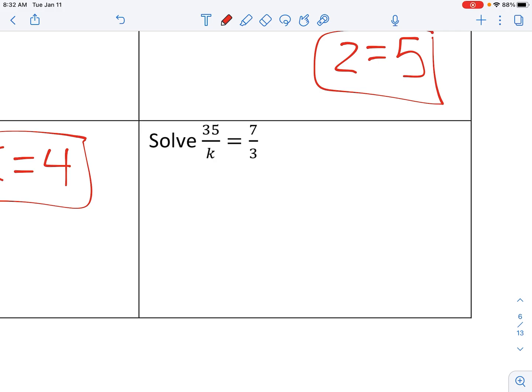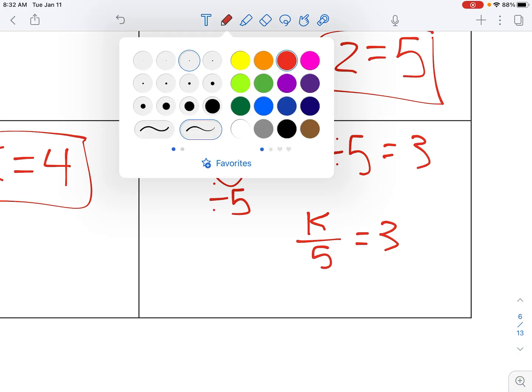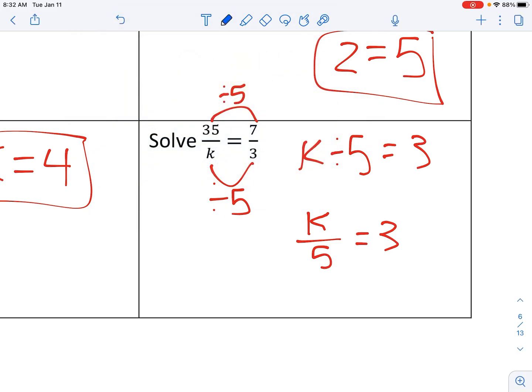But we're trying to figure out how did we go from 35 to 7. And we did that by dividing by 5. We're going to do that on the bottom too. So we're figuring out k divided by 5 equals 3. Okay, so you can show it like that, or you can show it like this. To solve it, we have to do the opposite. So since it's dividing, we're going to multiply. Let's multiply both sides by 5.